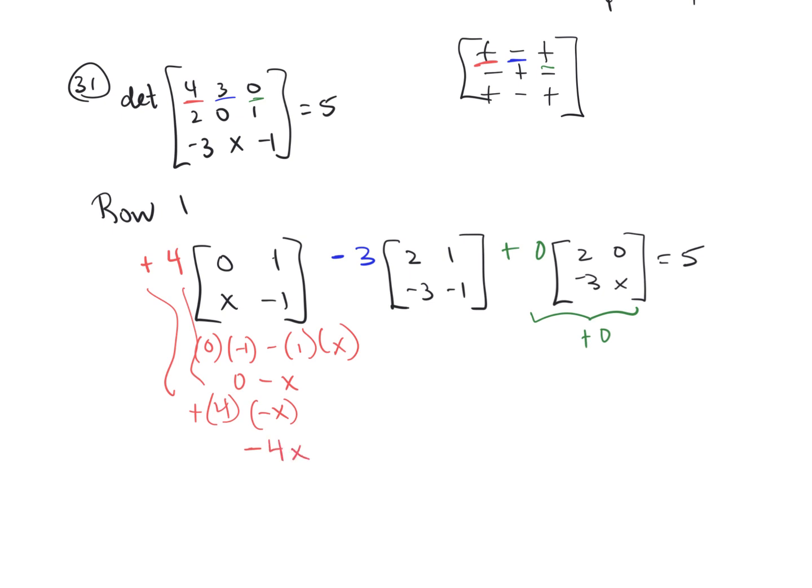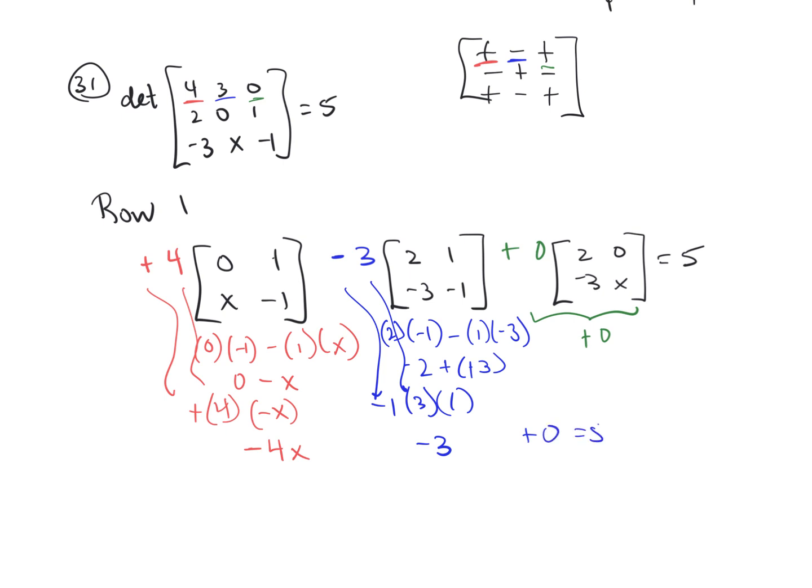Okay, for the blue, we're going to have 2 times negative 1 minus 1 times negative 3: negative 2 minus negative 3. Watch your signs. And we end up with a piddly little 1. So we'll have negative times 3 times 1. That gives us negative 3. We have the plus 0, don't really need it.